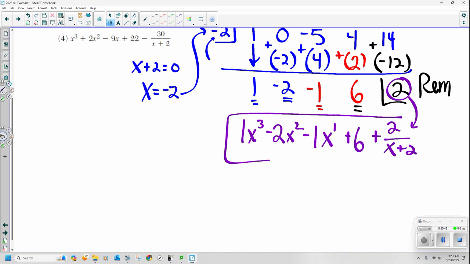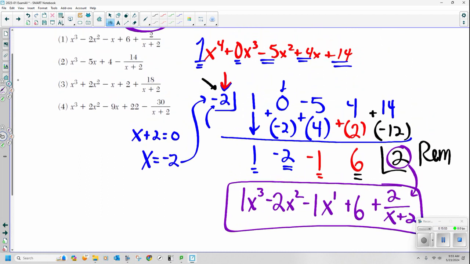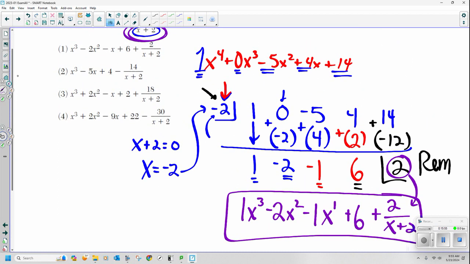This is my answer. And if I look at the 4 answers given, there is only one answer that has the remainder 2 right there. We had a 1, negative 2, negative 1, 6. God, I love it when math works. We got this test coming up. We got it.